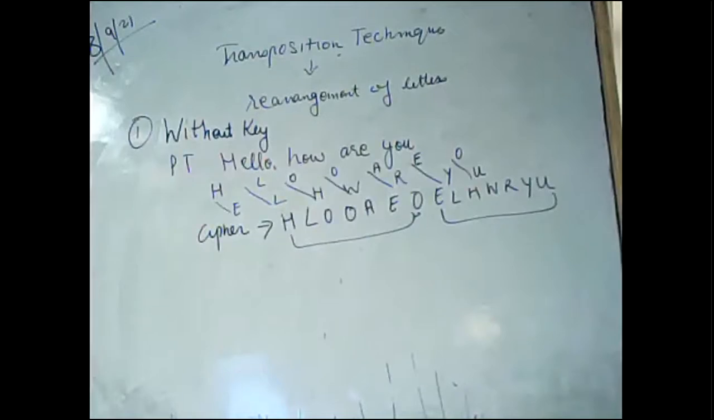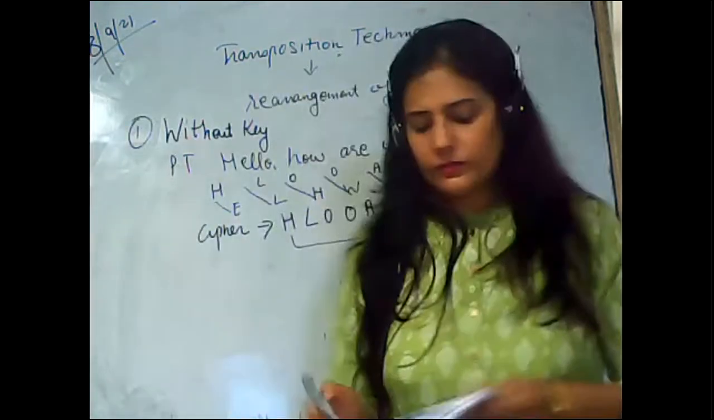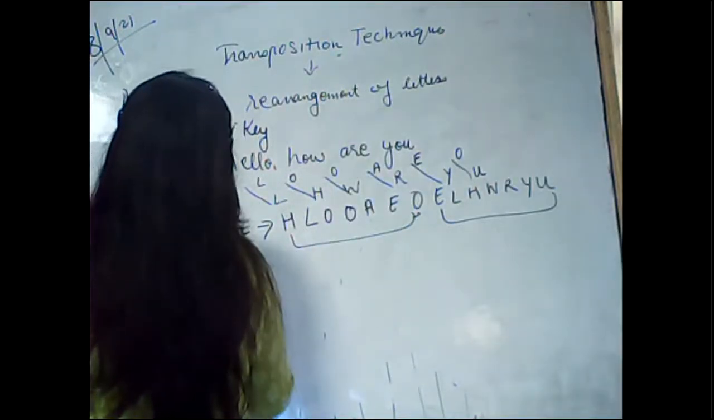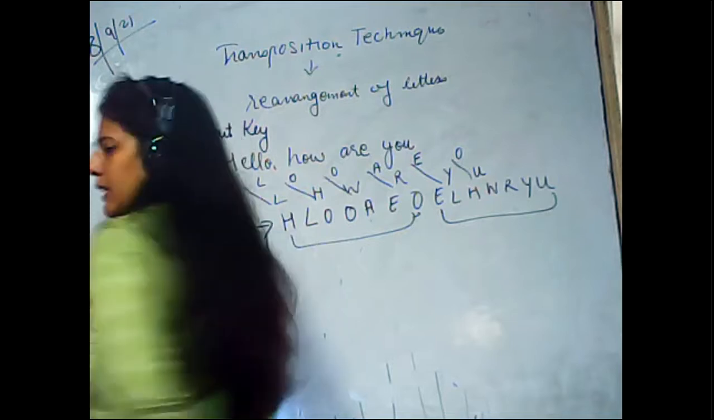So this is the first method, where you are not given any type of key. You have just rearranged all the elements of your plain text. How have you rearranged them? By just writing them all in the diagonal. Now let's suppose I am given a particular key. The next method would be with the help of a key.